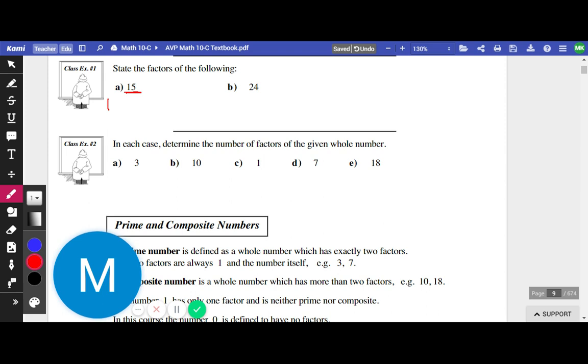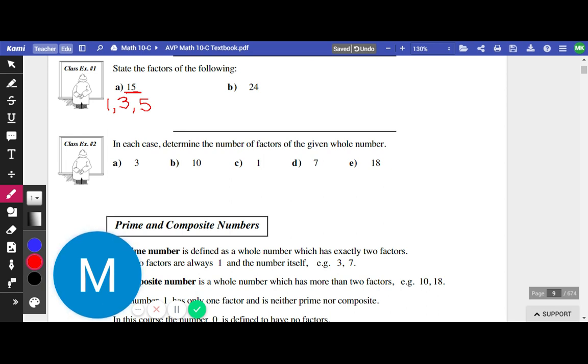Okay, so for instance, the next number would be 2. Does 2 divide into 15? It doesn't. I can always check my calculator if I really want to be sure. Then I would move on to 3. Does 3 divide into 15? It does. When you divide 3 into 15, you also get 5, which means 5 is also a factor of 15. Right? They could both divide into it.